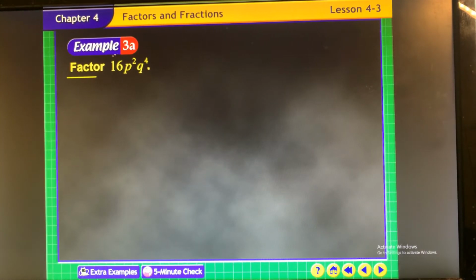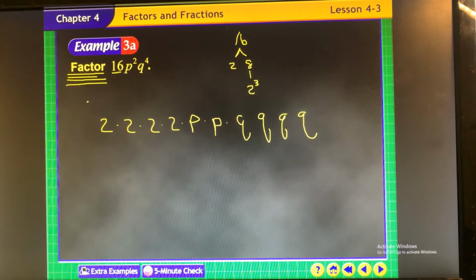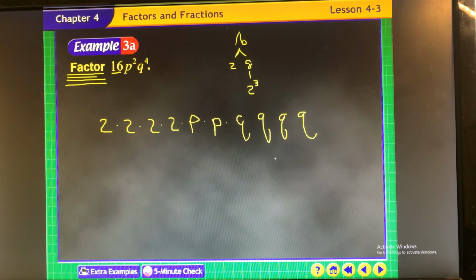So you're factoring a monomial. This is a monomial because there's only one term. When you're asked to factor a monomial, we don't want it in exponential form. We want it in expanded form. This needs to be factored first. So you'll need to do your factor tree however you want to do it. If you already knew 16, which I hope you get to know is 2 to the 4th, you're going to do 2 times 2 times 2 times 2 times P times P times Q, Q, Q, Q. That's factored. Expand it out. Do not put it in exponential form when you factor a monomial.